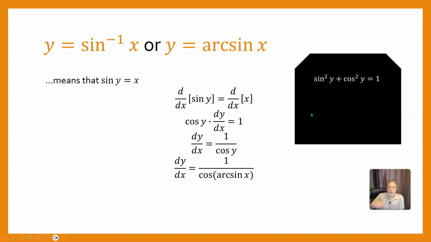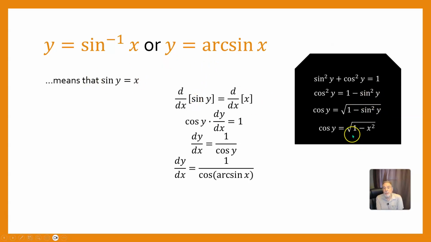So solving that for cosine, that means that cosine squared of y would equal 1 minus sine squared of y. So cosine of y should equal the square root of 1 minus sine squared of y. And that means here where we have cosine of y, we can write it as the square root of 1 minus sine squared of y, but remember that sine of y is x, so that would be the square root of 1 minus x squared. Therefore, the derivative is 1 over the square root of 1 minus x squared. The end. Right? Or is it?